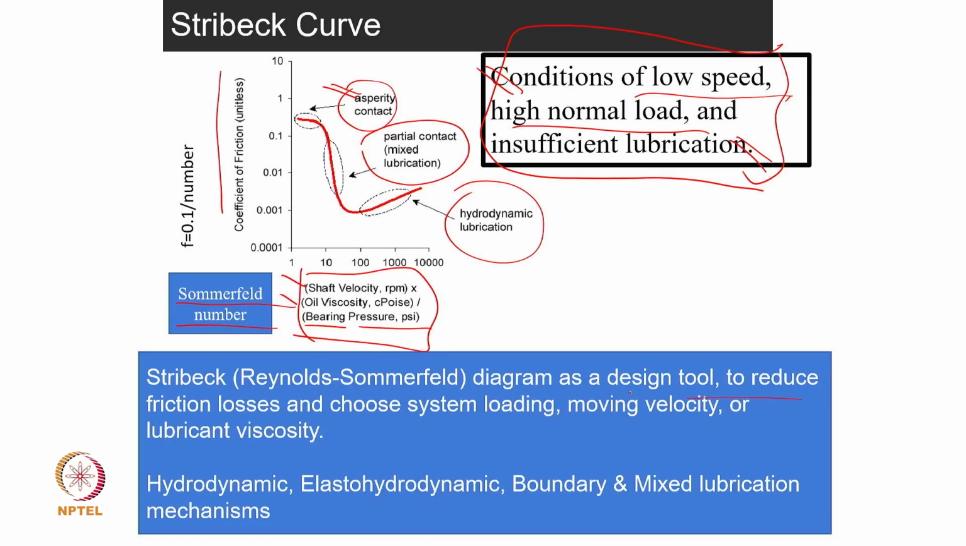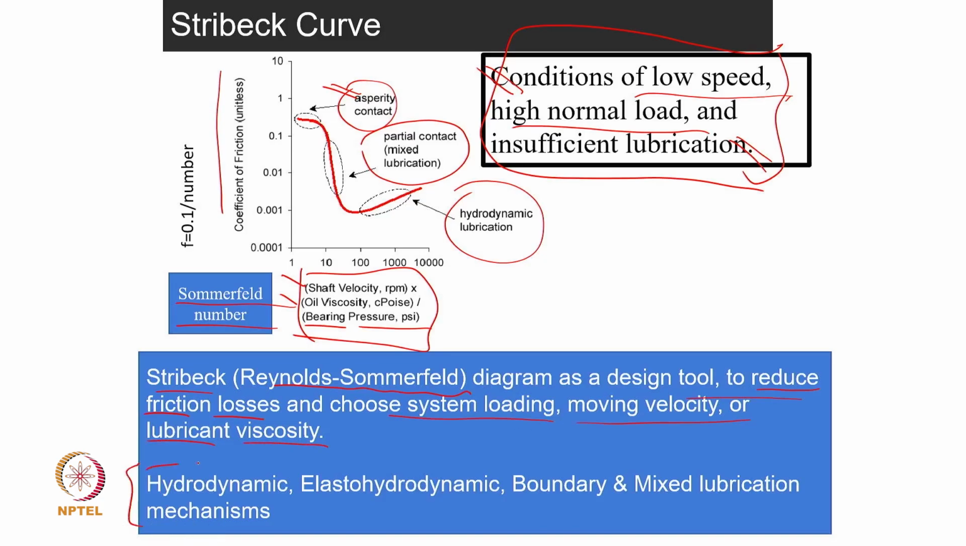So, would we say that the Stribeck curve, as it is known, and often people use instead of Stribeck the Reynolds Sommerfeld number or a Reynolds Sommerfeld diagram as a design tool to reduce the friction losses, because we can figure out what the friction loss is and how to really reduce it, whether we want to increase our RPM, reduce the load, or maybe increase the viscosity of the oil, and then choose the appropriate loading, moving velocity and lubricant viscosity.